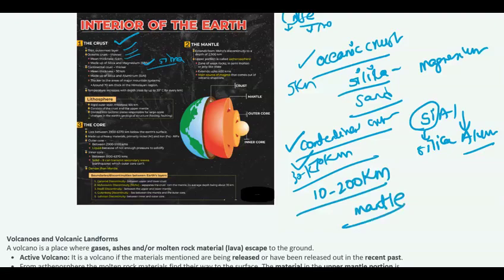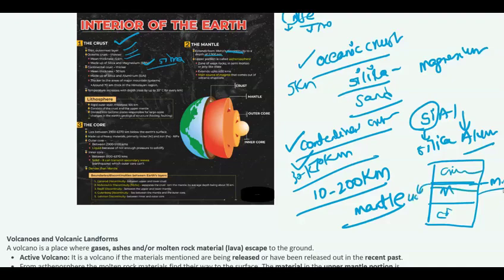This region, the mantle, extends from the Moho discontinuity to a depth of 2900 kilometers. Moho discontinuity is the boundary line between the crust and mantle. This is the core, this is the mantle, this is the crust. In the mantle, the upper portion is filled with the asthenosphere, which extends till 400 kilometers. This asthenosphere is mainly useful because there you can find the magma, the liquid portion.